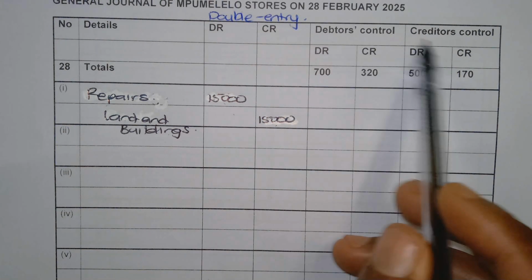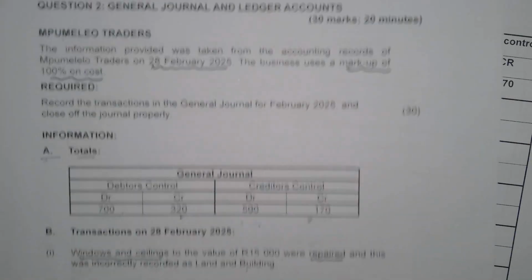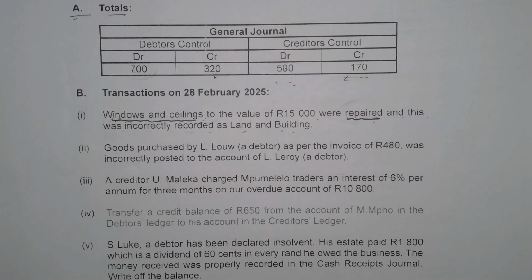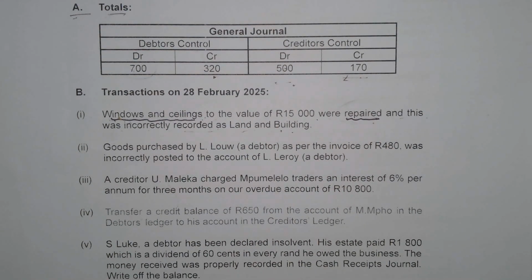Now, my debtors and creditors were not affected in this transaction. It never mentioned us getting money from our debtors, and then it never mentioned us paying our creditors. So in this transaction, we are done. We have answered what needed to be answered. Right, let's go to the second one.